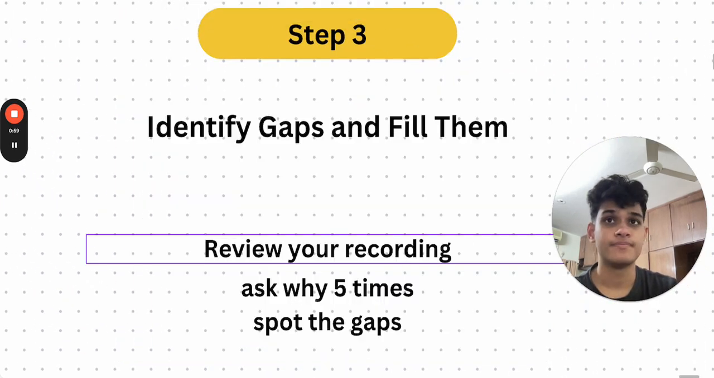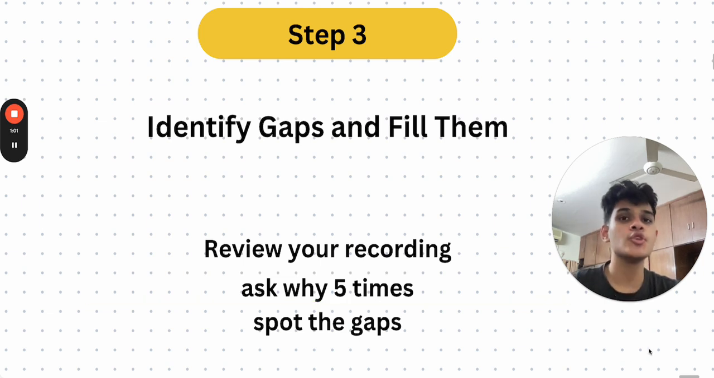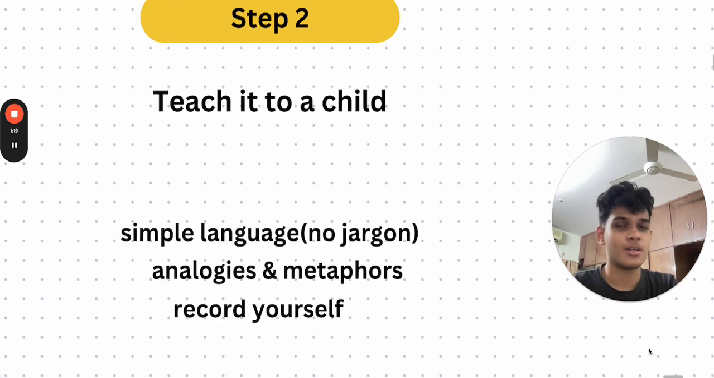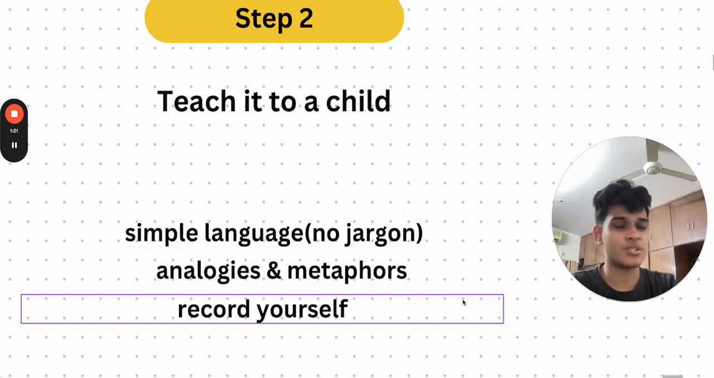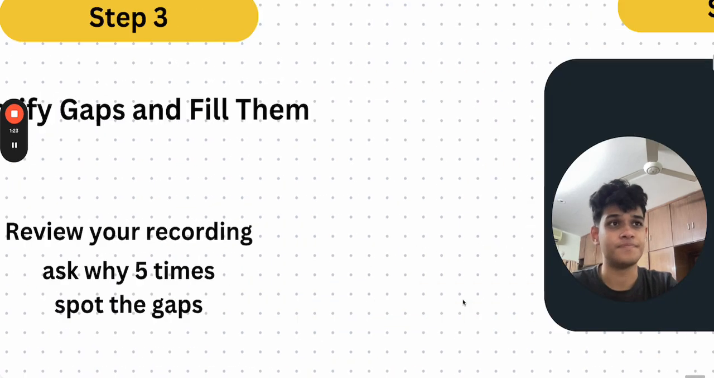Step 3. Identify gaps. Review your recording. Ask why 5 times when you're explaining, because normally when you're explaining it to a child, the child's going to keep asking why, or why or how. Okay? Spot the gaps. When you see you're using a lot of jargon, try to rephrase it. Okay? Use simple language that maybe even a kid could understand.